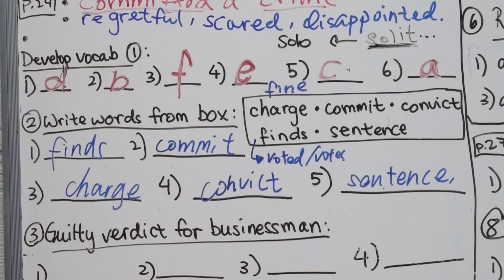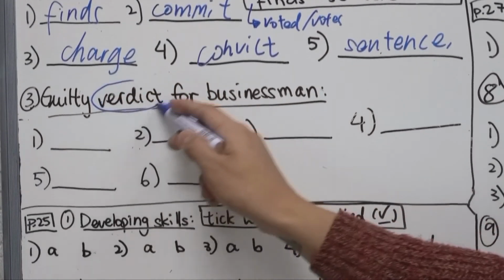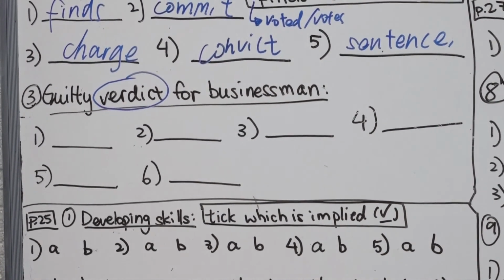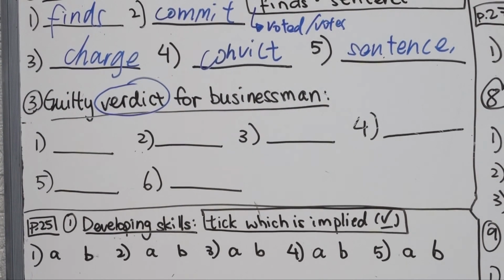All right, number 3, guilty verdict for businessmen. Okay, so verdict, V-E-R-D-I-C-T, verdict. What does this mean? Guilty verdict.